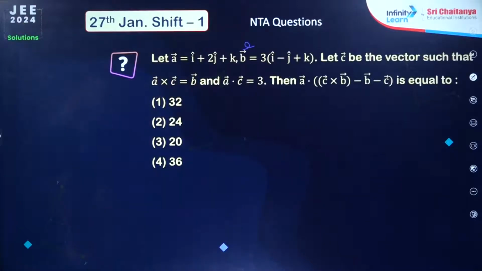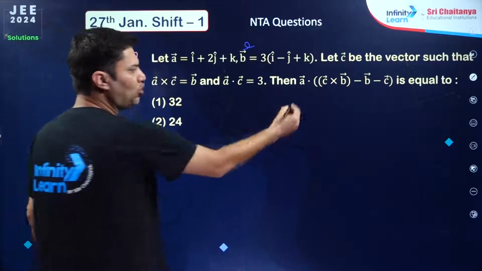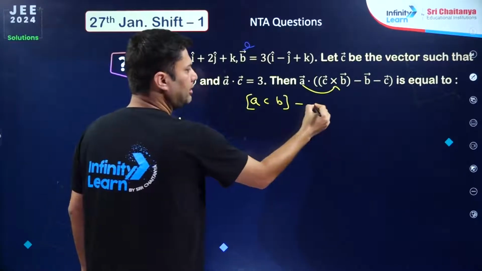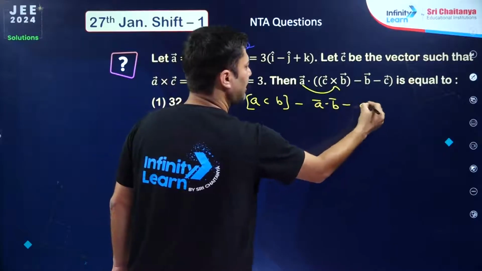If A is given, B is given, and C is a vector such that A cross C is B, A dot C is 3, you need to find this quantity. So first open this, A dot C cross B. So this is ACB box product, minus A dot B minus A dot C.